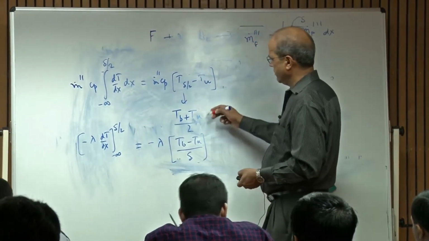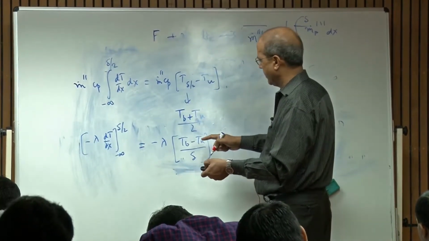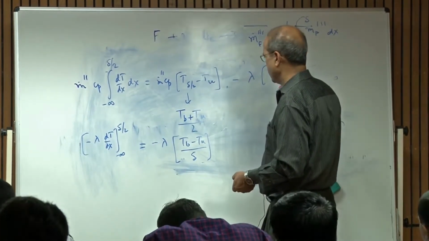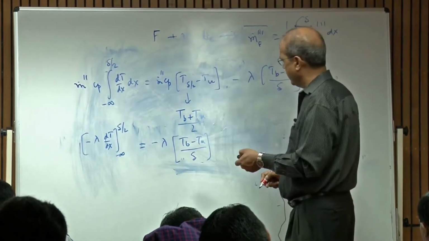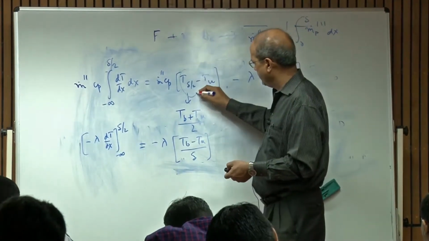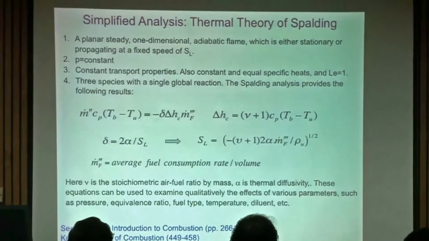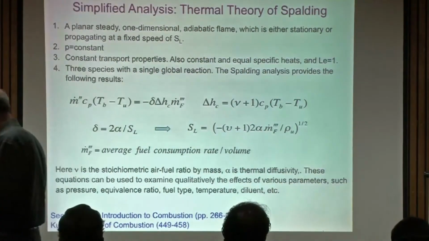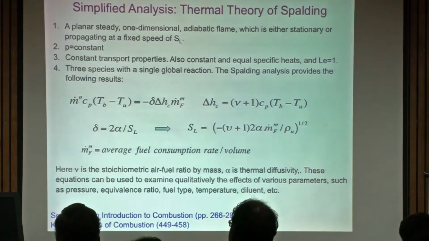If you plug this value, this quantity minus this, so minus lambda (Tb minus Tu) over delta. The only thing left is we plug in this value that we did already, so nothing is left. I will write the final equation of what you get from this. This is in the notes here. It's not in the printed notes, I just wrote it over.